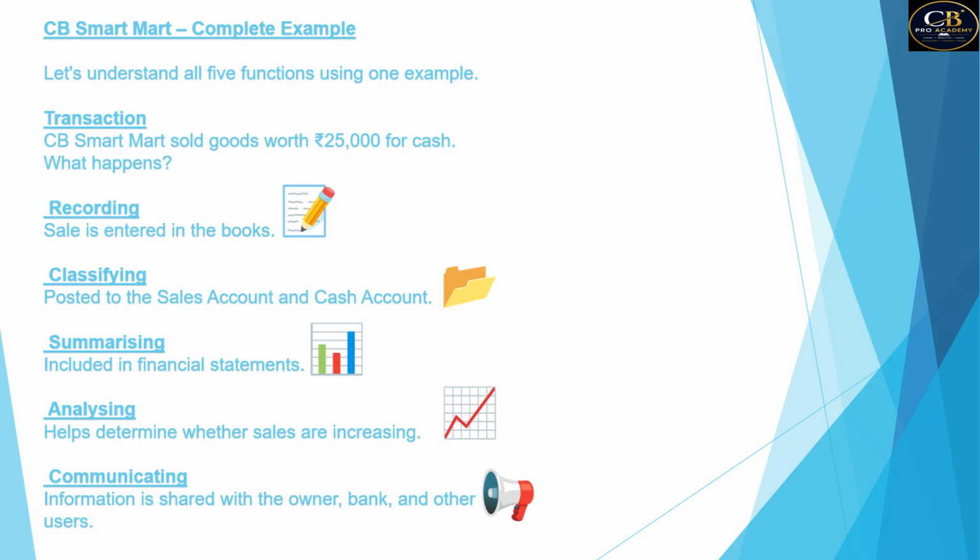which is recording. Classifying. Now what have you done? You sold goods, which means the sales account gets impacted, and you have received cash, so the cash account also gets impacted. So you classify and post to the sales account and the cash account. Now once classification has been done, what do you need to do? Summarizing: it is included in financial statements. Okay.